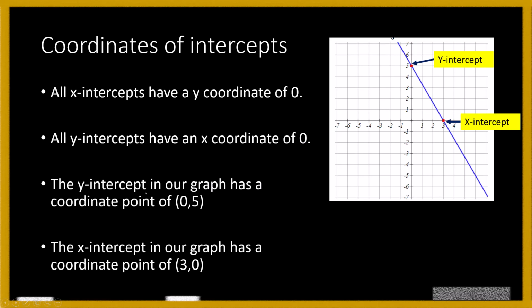Now, coordinates of intercepts. All x-intercepts, in other words, points on the x-axis, have a y-coordinate of 0, because if you look on the graph, you will see that all along the x-axis the y value is 0. And any spot on the y-axis is at the 0 point on the x-axis, so a y-intercept always has an x-coordinate of 0. So the y-intercept in our graph, up here at 5, has a coordinate point of (0, 5), and the x-intercept has a coordinate point of (3, 0).